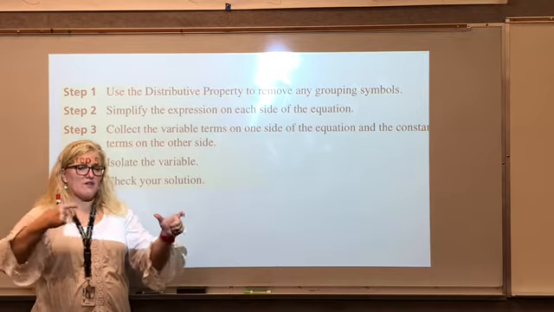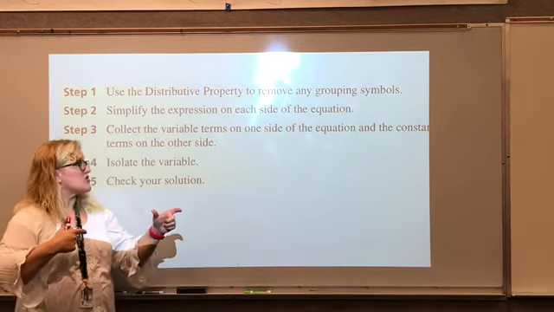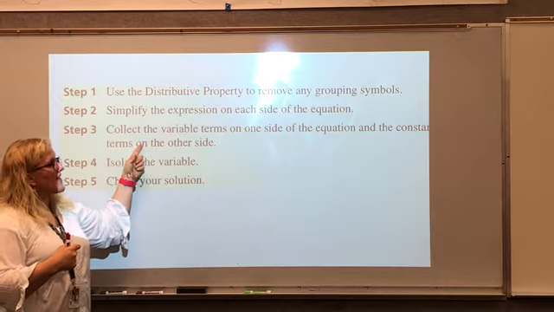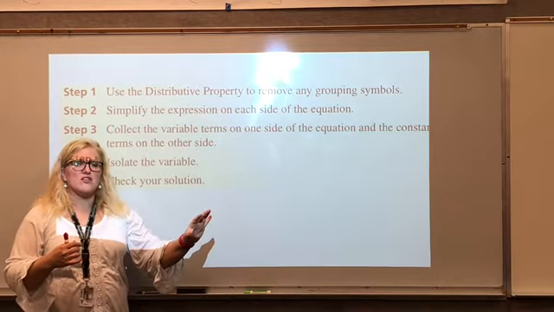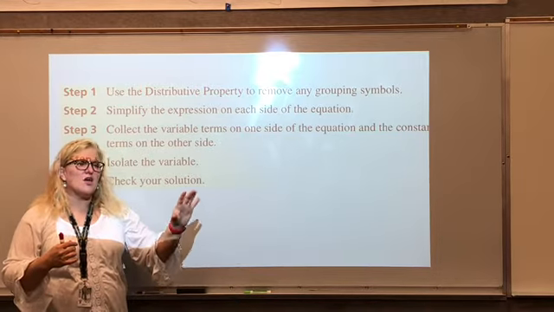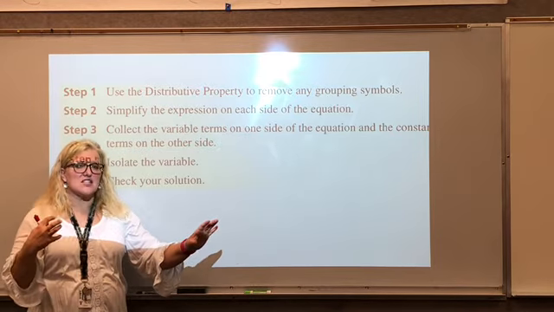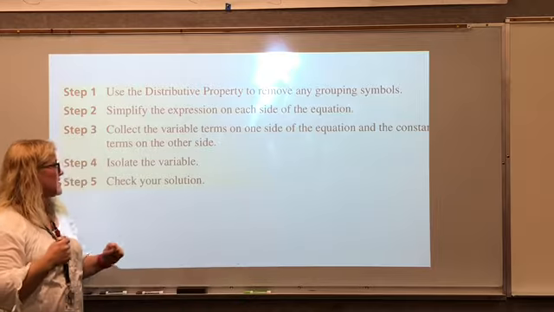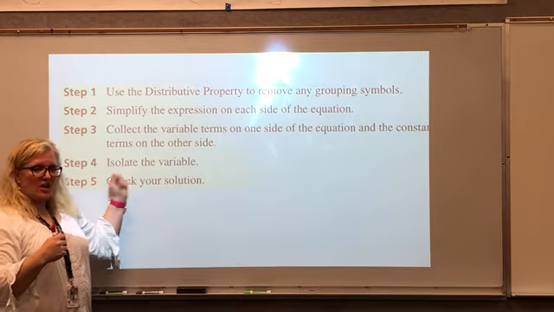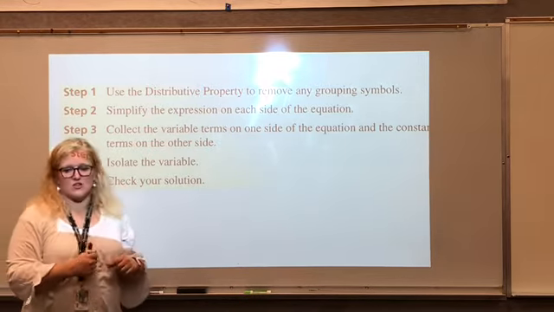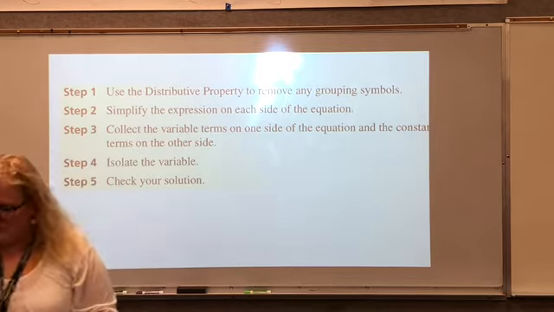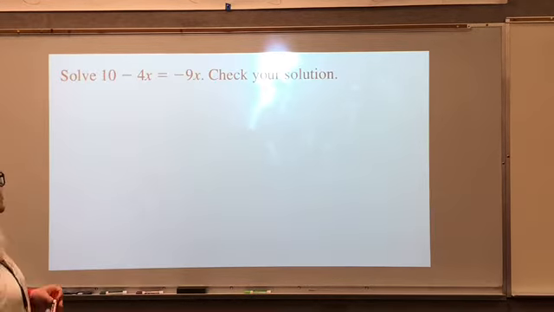So we fiddle around with what's on each side of the equation first. Then we collect the variable terms, so the terms with x or y or whatever, we collect those on one side of the equation, and we collect the constant terms on the other side of the equation. Then we isolate the variable and check our solution if we're asked to do that. Okay, so here's our first one.